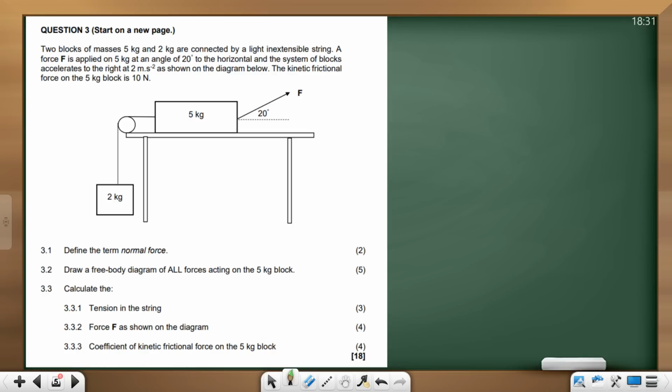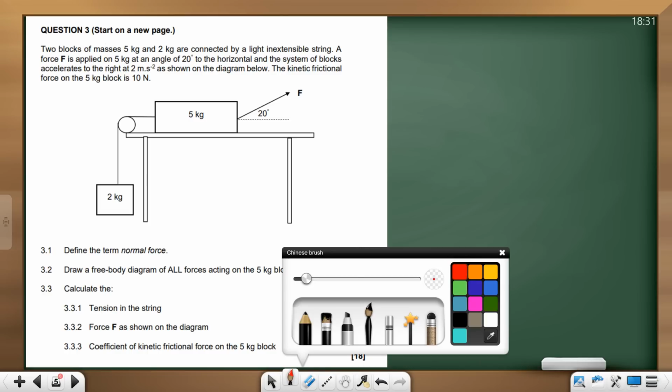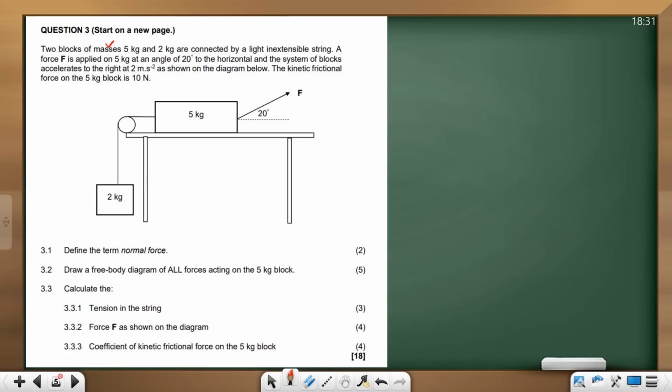All right, please let's read, and I'll show you why it's important to read. I'm going to highlight a few things for you. Two blocks of masses, that's my first thing I'm going to highlight. Masses tell me there's a weight, Fg. 5 kg and 2 kg are connected by a light, inextensible string. String tells me there is tension.